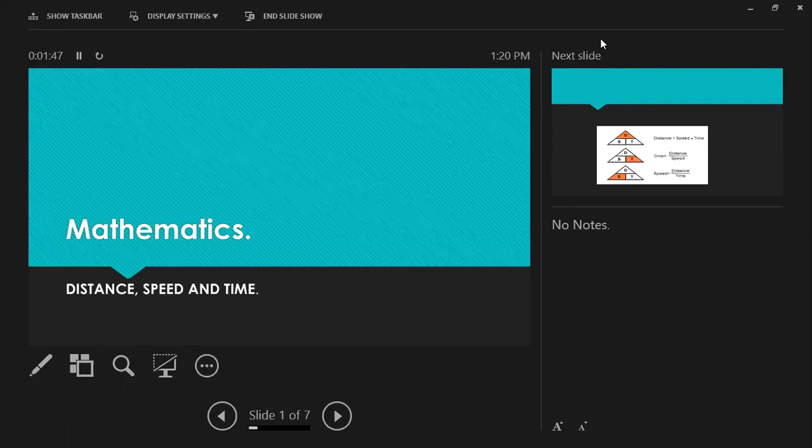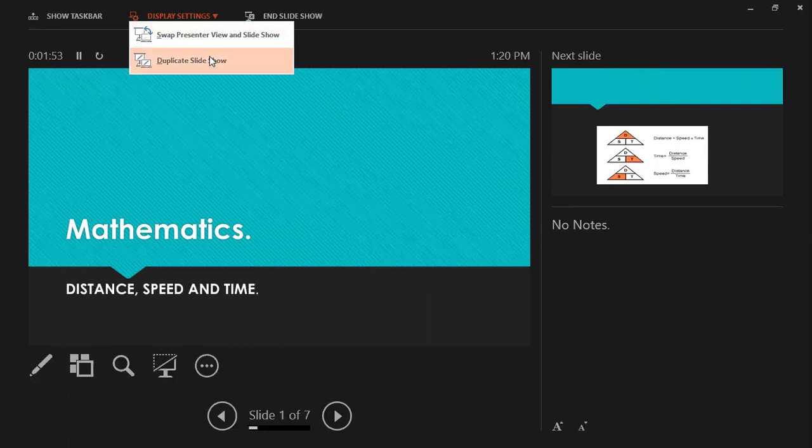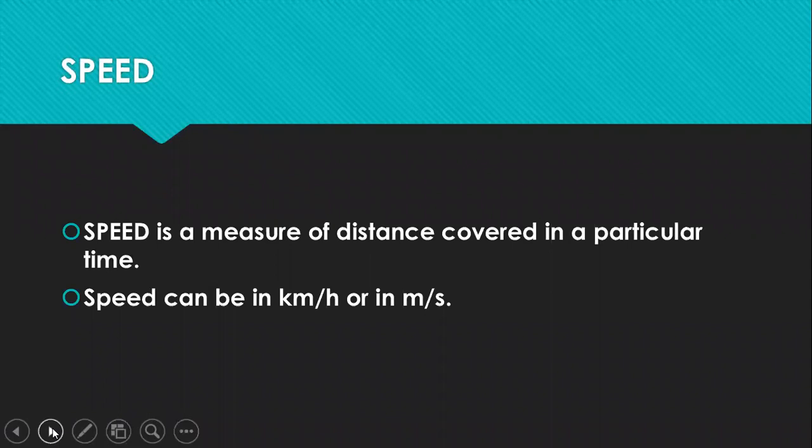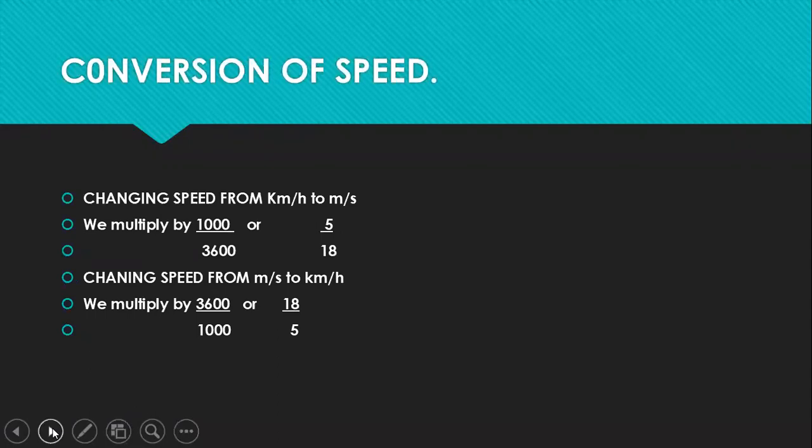And before we start, let's try to understand further how this speed can be converted into the required units. So our formula for speed still remains. Speed is equal to distance over time. And speed, like I told you in the previous lesson, is a measure of distance covered in a particular time. Speed can be in kilometers per hour or in meters per second. So conversion of speed. If you want to convert your speed from kilometers per hour to meters per second, you know what you're supposed to do.